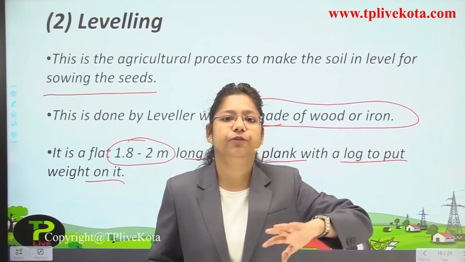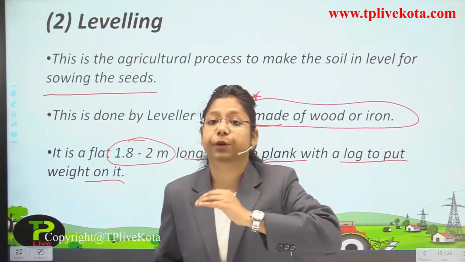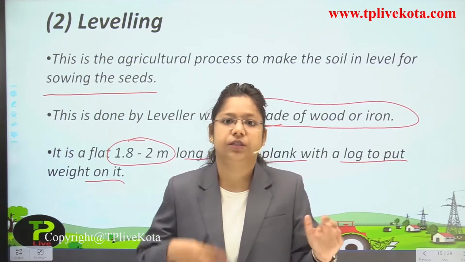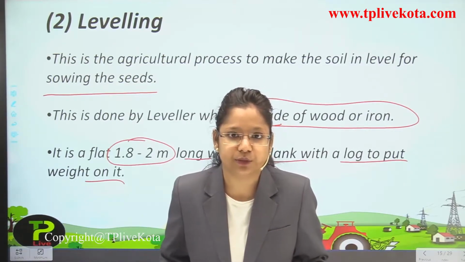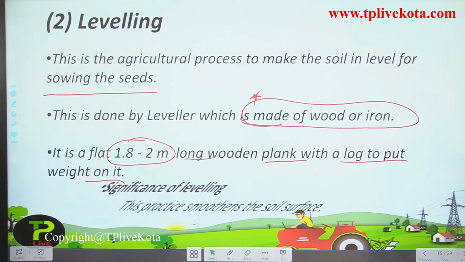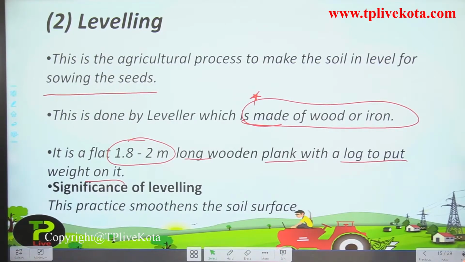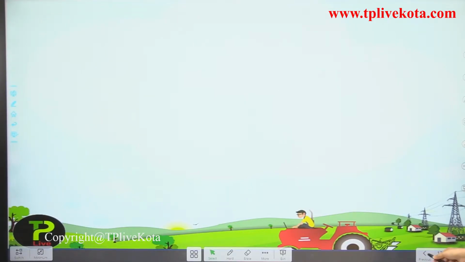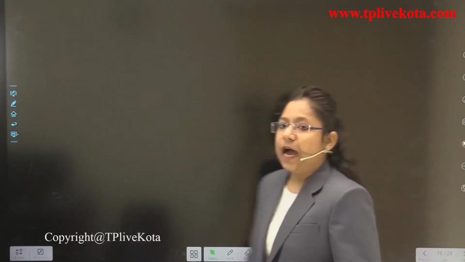It means you have to see that the crumbs which have been formed during the tilling process are removed during the leveling process. Now how they are removed, we are going to see through this video. Now we are going to see how the leveling takes place, means how the soil surface is made even, so there are no crumbs left behind.